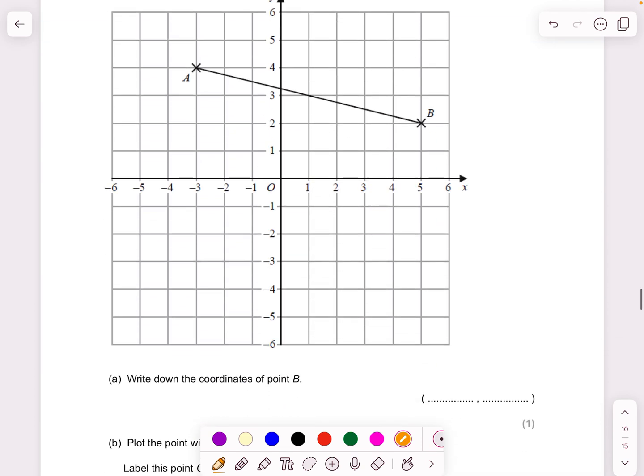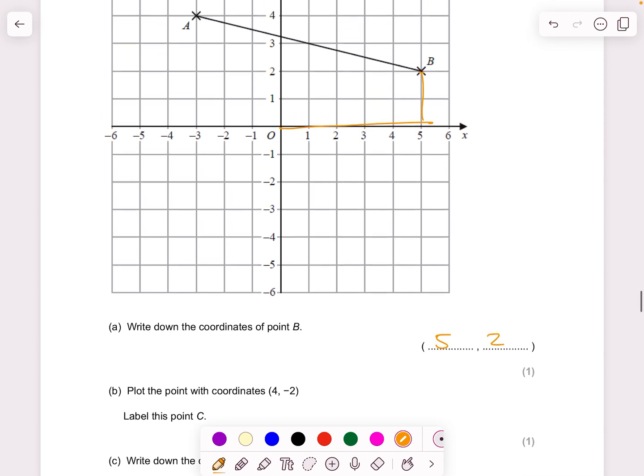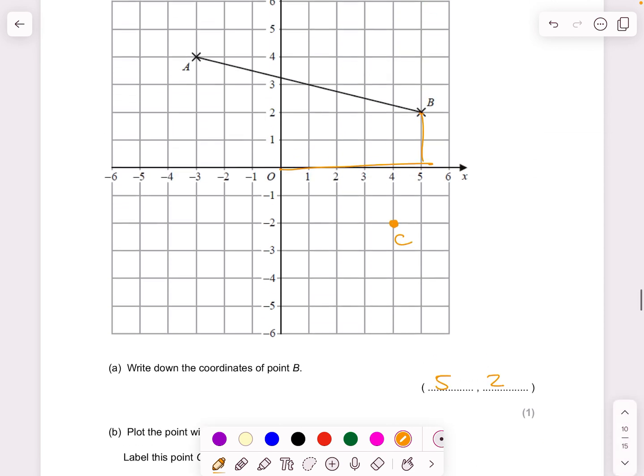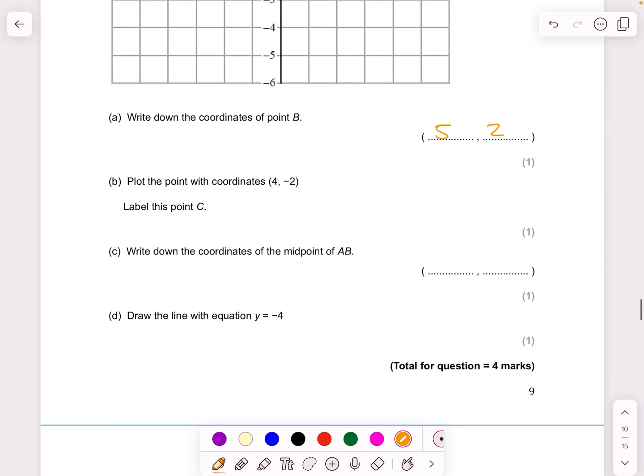Okay, write down the coordinates of B. Remember, it's across first, then up or down. So the coordinates are across 5, up 2, so 5, 2. Plot the coordinates 4, -2. So across 4, down to -2. So this would be where C is. Then it says write down the coordinates of the midpoint of AB. So what is the middle of this line? Most of you realised that the middle was here. You can just see it by looking at it. So that's 1, 3.